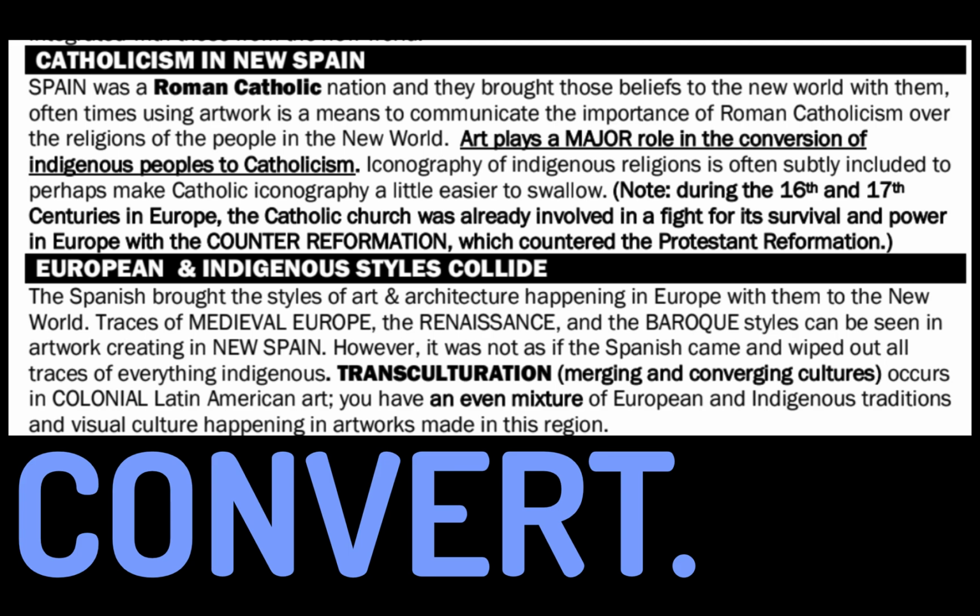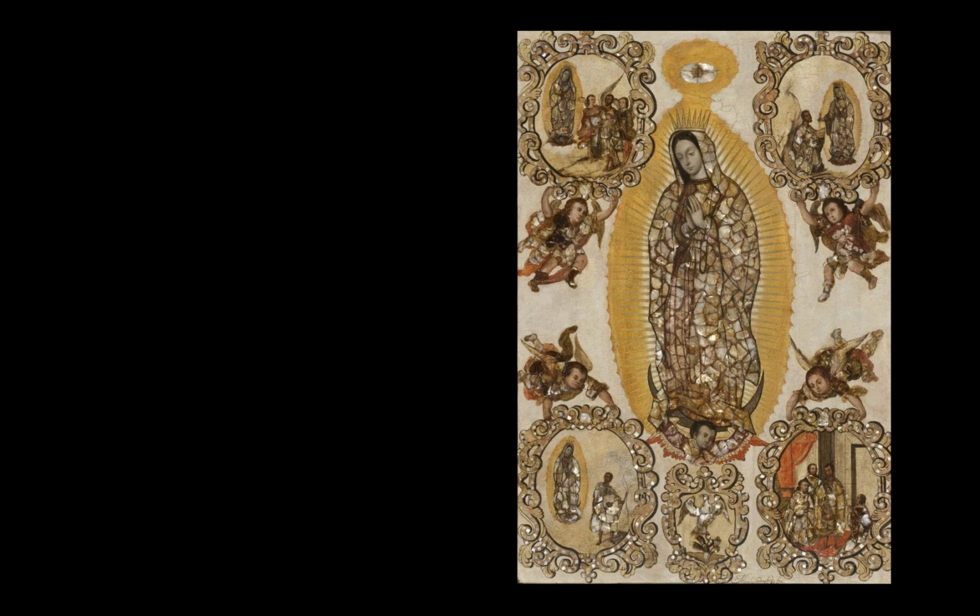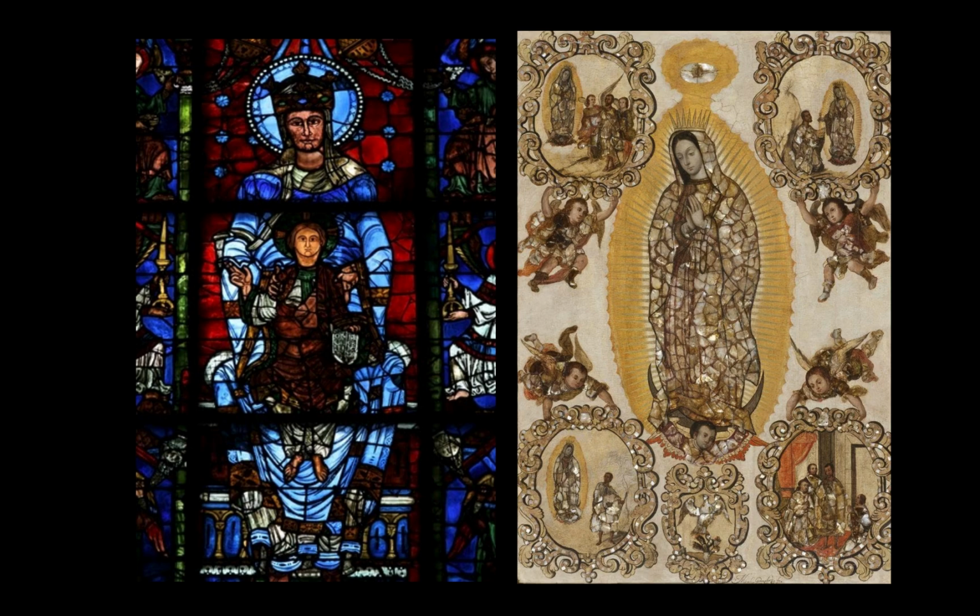And with these two artworks coming up, we're definitely going to see how European and indigenous styles collide. We're going to see something called transculturation, the merging and converging of cultures happening. But we're going to see it in visual art. So we are going to look at probably one of the most famous images of the Virgin Mary that is associated with Central and South America, particularly Mexico, guys.